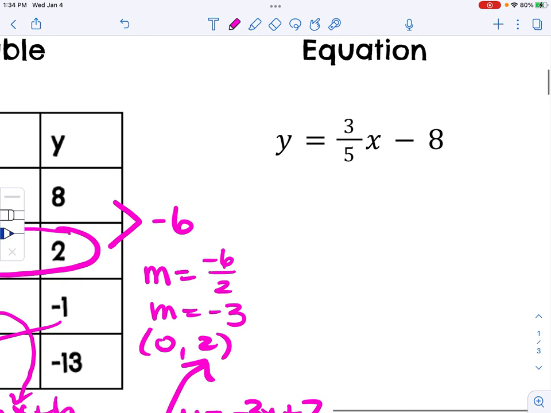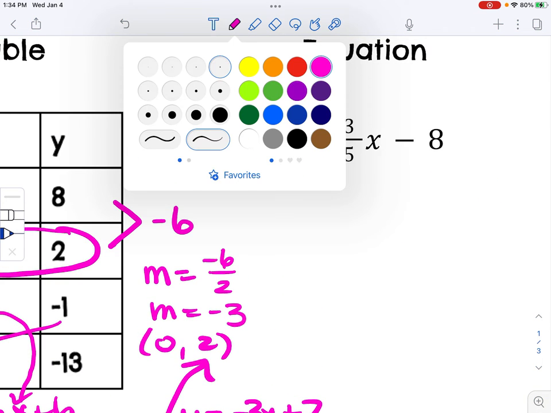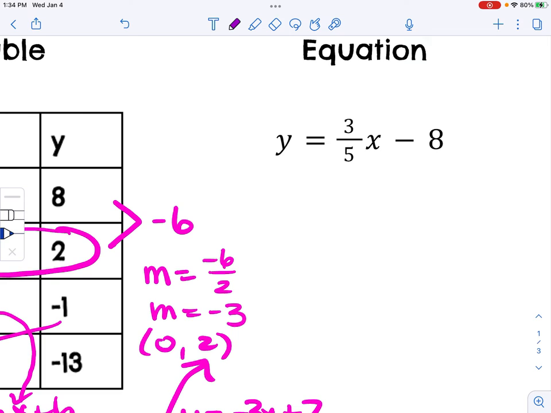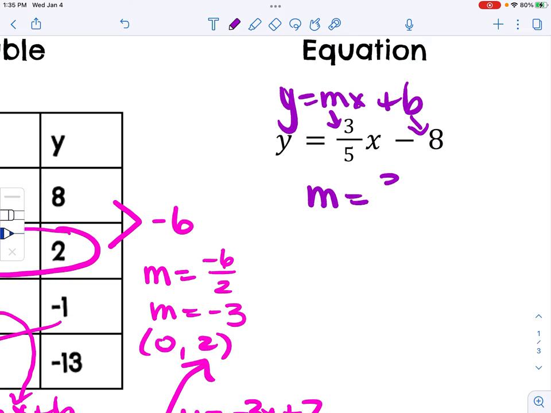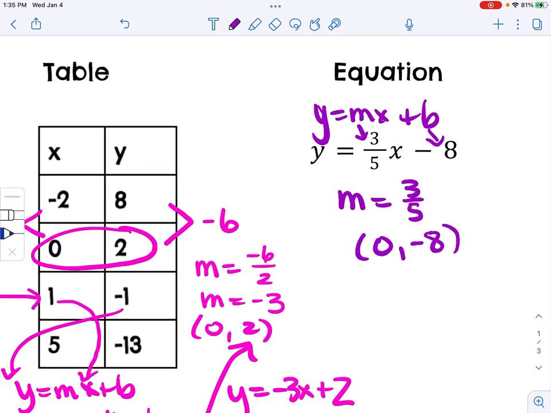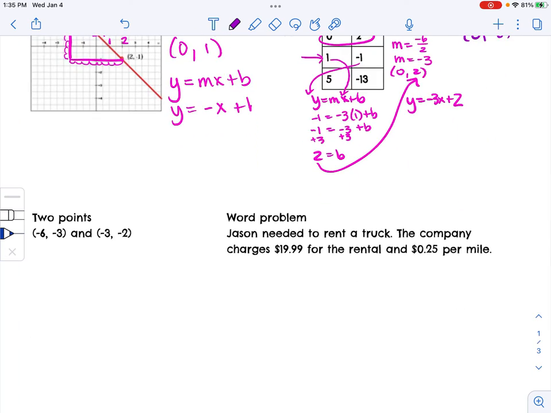This next one, the equation is already given to you, so we're not going to worry about that. Remember that we have y equals mx plus b. So this is my slope, this is my y-intercept. So my slope is the coefficient of x. The constant, the number that stands alone, is my y-intercept. And the equation's already given to you.